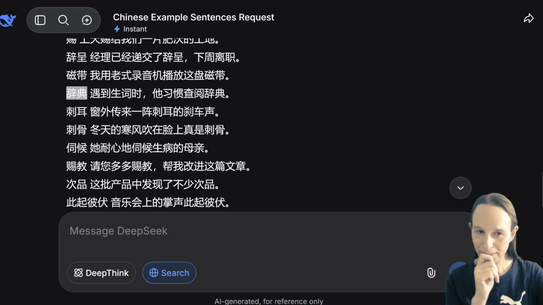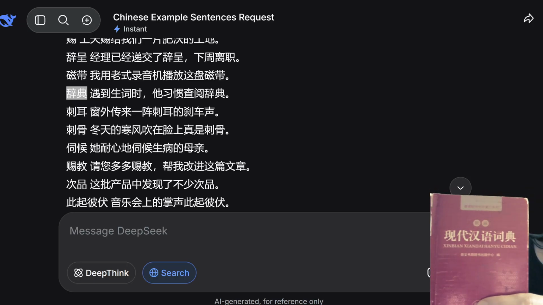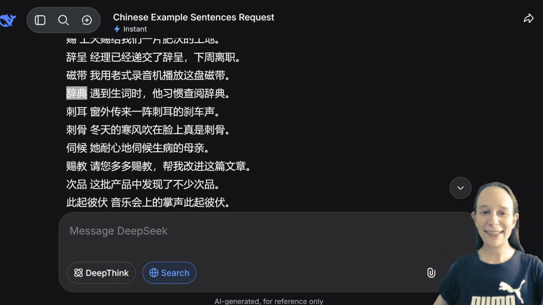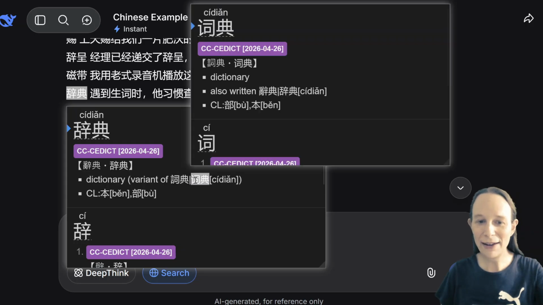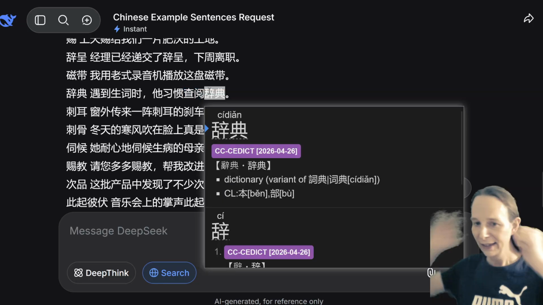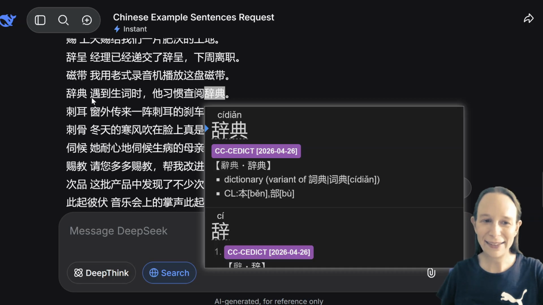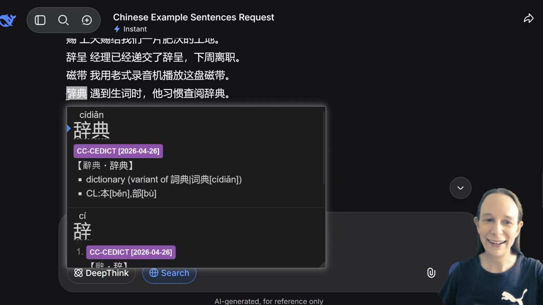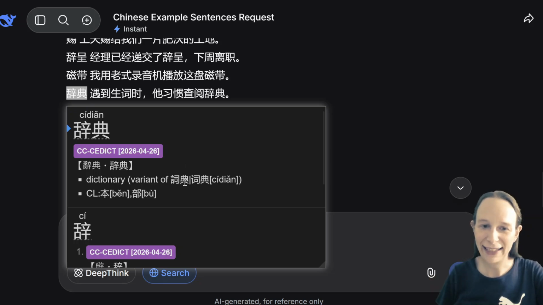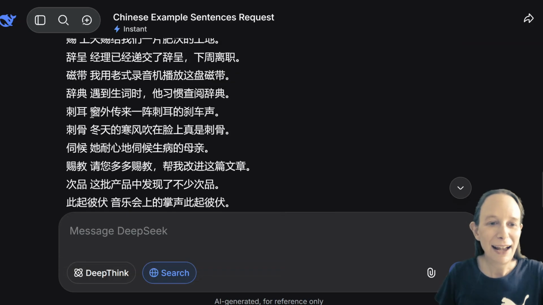Okay. 词典. Yeah. We said this one, right? 词典. What's this one? 现代汉语词典. Yeah, okay. So this one uses the other 词典. This is another way of writing this one, but same meaning. 遇到生词时，他习惯查阅词典. Yeah, 词典. And just two ways of spelling it. I like to use the word spelling. I've seen other people call it spelling, different spellings, but I don't know how common is that?